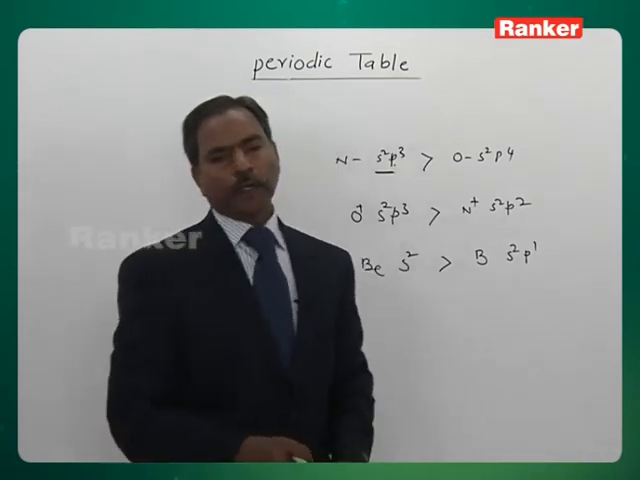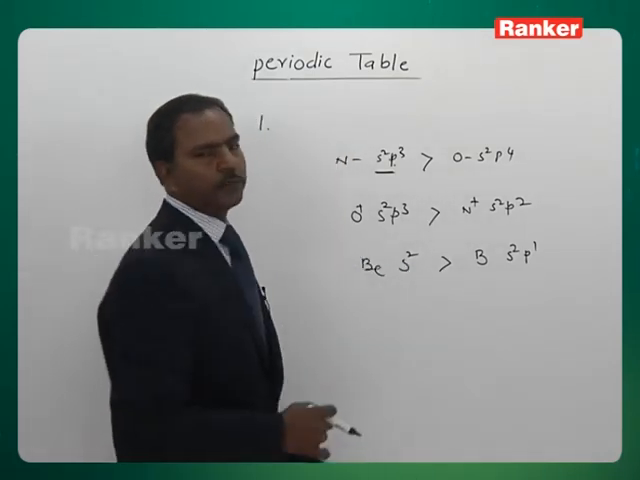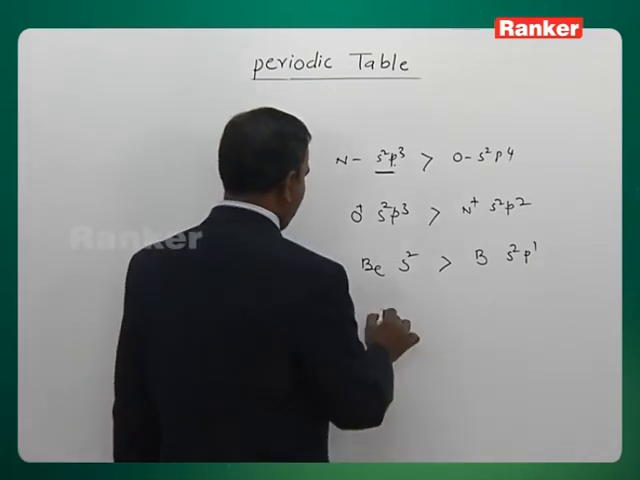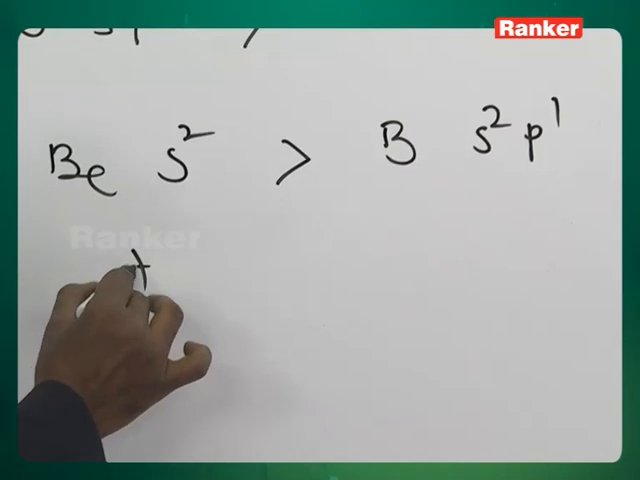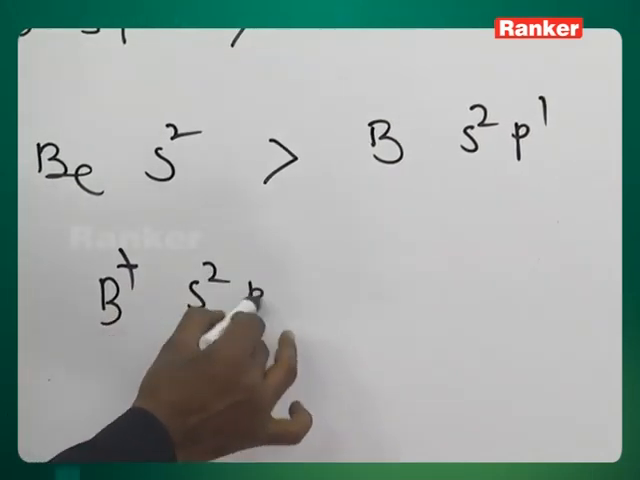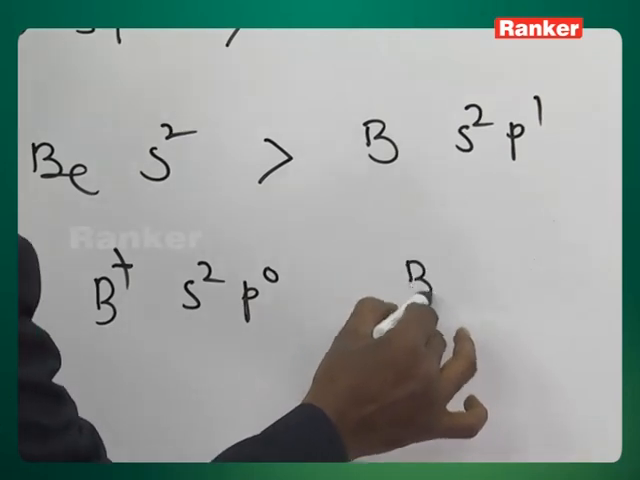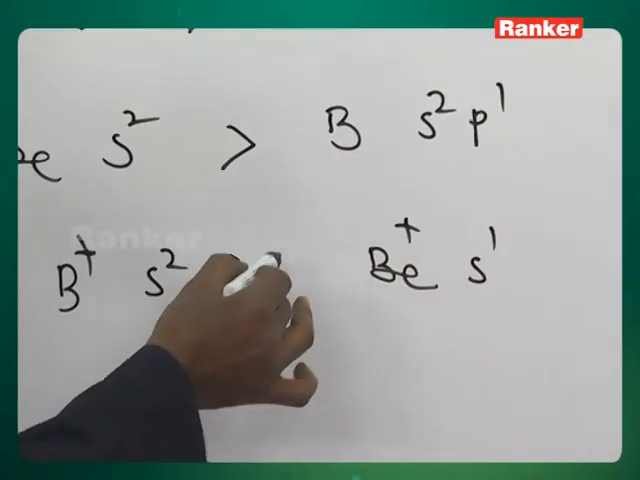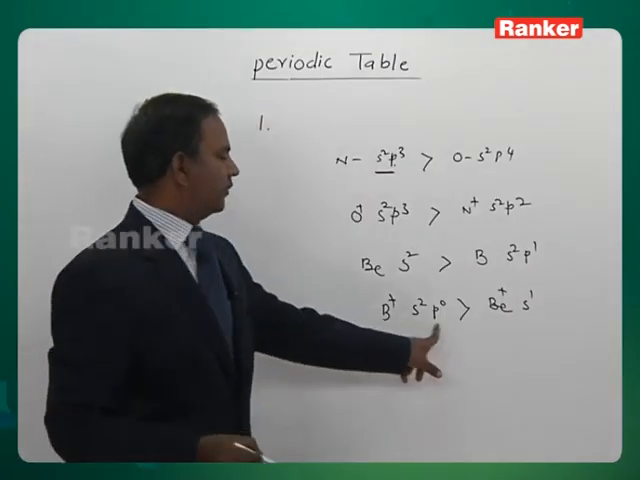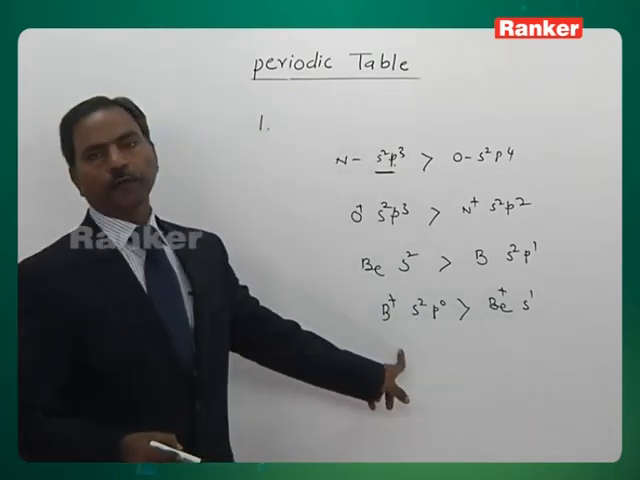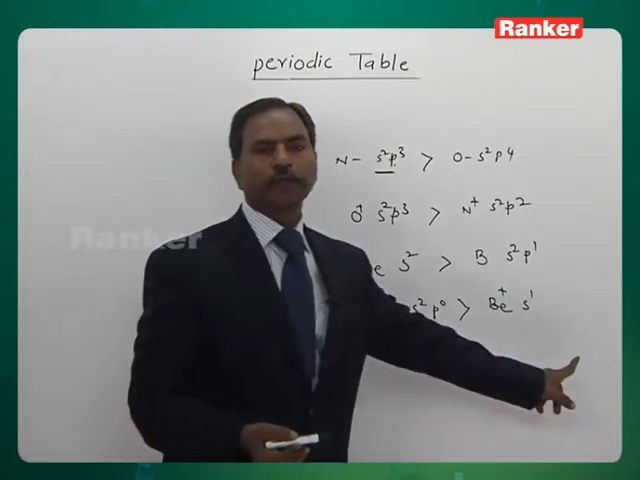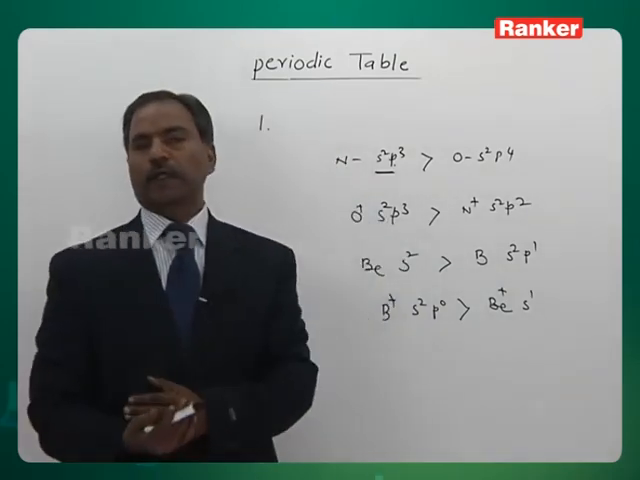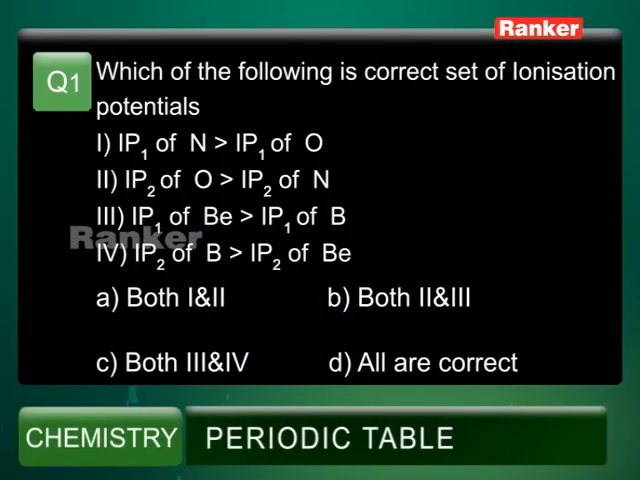Therefore, this is also a correct statement. Coming to option 4, IP2 of boron is more than IP2 of beryllium. For IP2, let us say boron plus, then it is s2p0, and for IP2 of beryllium, beryllium plus will be s1. Definitely this is s2 configuration, this is s1 configuration, therefore the second IP of boron is more than the second IP of beryllium. So all the options given are found to be correct. Therefore question number 1, the answer is D.